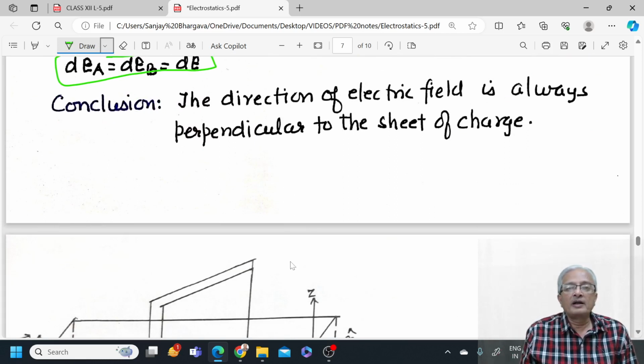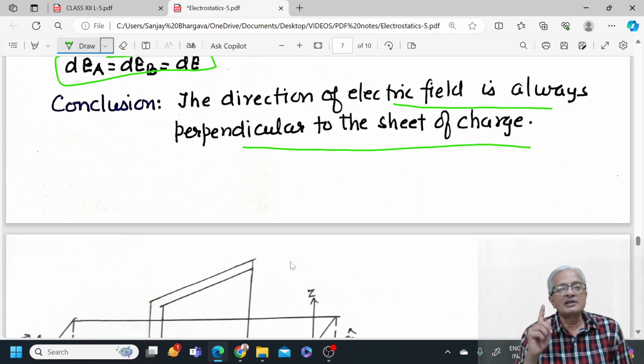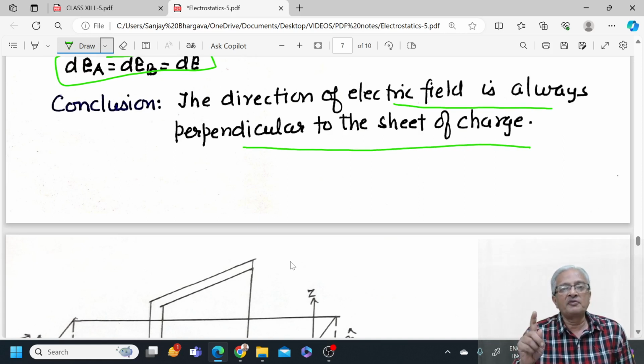I can say the direction of electric field is always perpendicular to the sheet of charge. So in the first case, when it was line charge, I said the direction of electric field is perpendicular to the line charge. And similarly, when it comes to the sheet, we have the same rule, and it says direction of electric field would always be perpendicular to the sheet of charge. Now, by using the Gauss law, we need to calculate what would be the magnitude of the electric field.